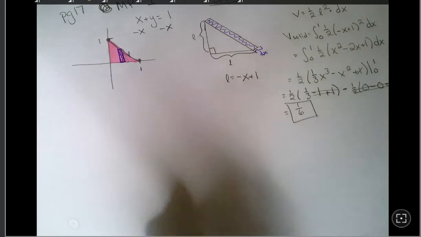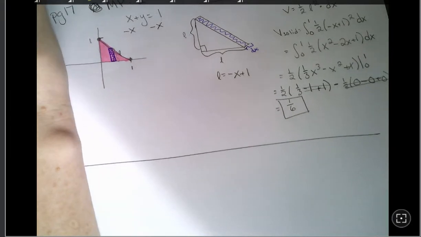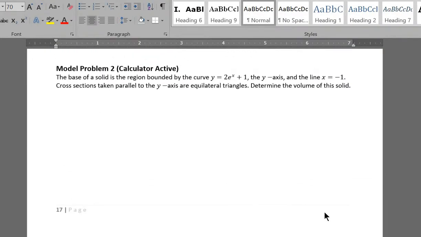So for model problem number 2 here, we look at our problem. It shows, okay, we are going to be doing a calculator active problem. So if you don't have your calculator with you right now, go ahead and pause the video and grab it. We are going to be going through how to find these on our calculators a little bit. We're still going to draw a visual so we have something we can work with on our papers though.